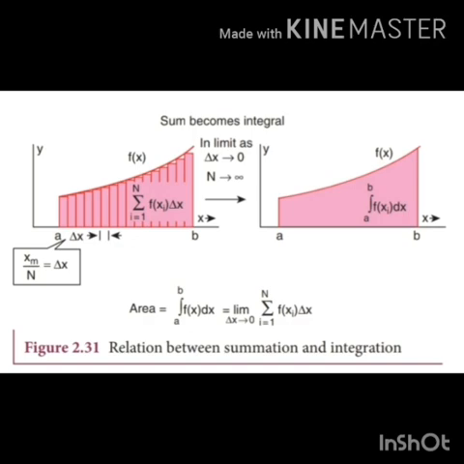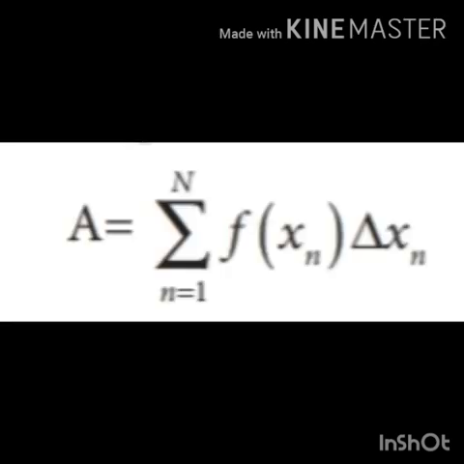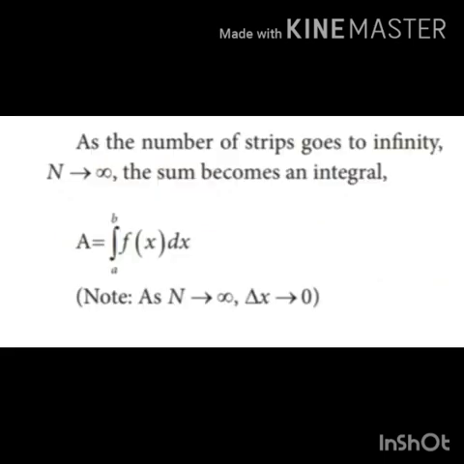Therefore, the equation becomes, when n number of strips are given, the area of the curve is given by A is equal to the summation from n equals 1 to n of f of x n into del x n. As the number of strips goes to infinity, n is equal to infinity, the sum becomes an integral. Therefore, A is equal to the integral from a to b of f of x dx.